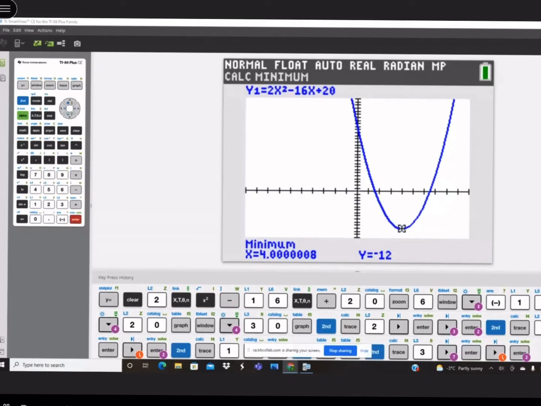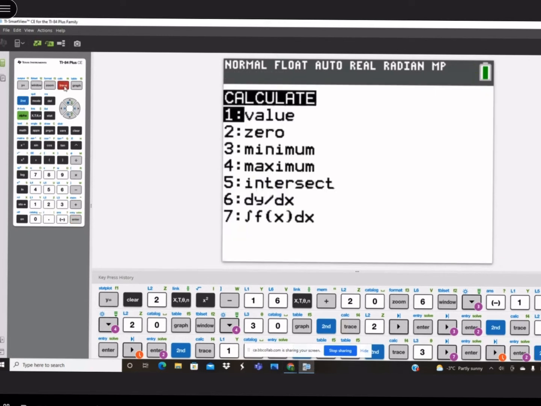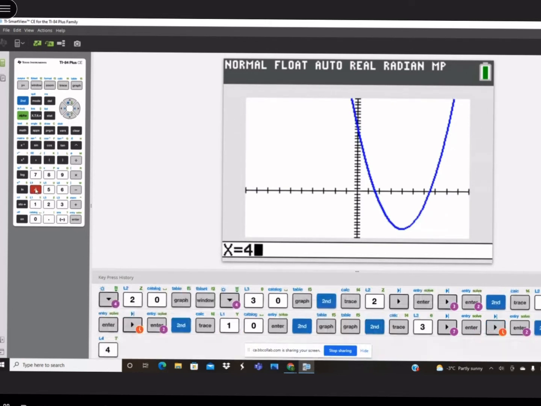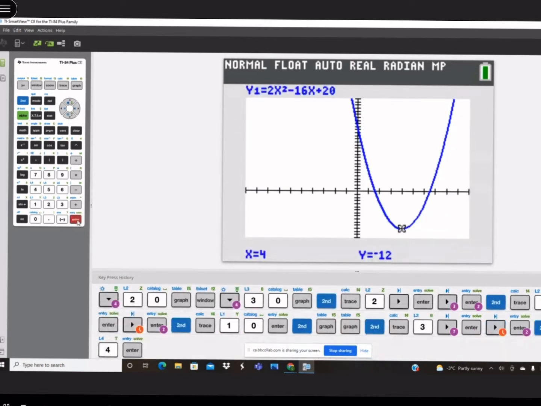Part E of this question asks you to evaluate f at 4, which is really function notation. If you know that whatever's inside those brackets is your value for x, there are two ways for us to find or determine f at 4. You can go second function calculate, choose option 1 for value, and type in the x value of 4, which is what we're after. That tells us that the y value when x is 4 is actually negative 12. So that's one way we can find f at 4.